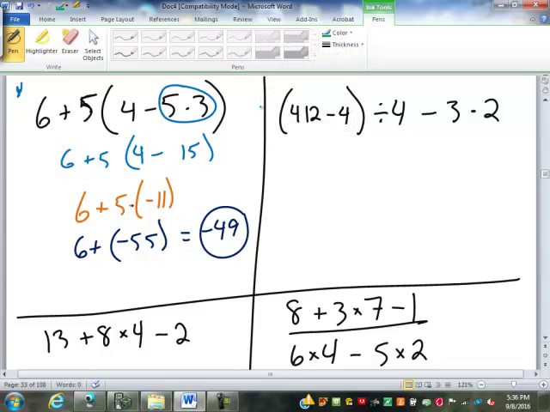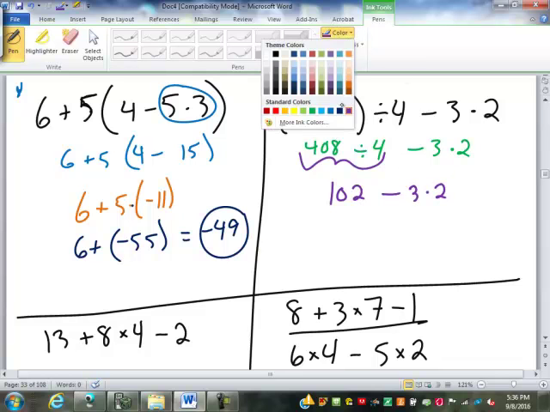Moving on to the next one. Obviously, we start in parentheses again first, enclosing symbols. 412 minus 4 is 408. Now there it's not negative, so once I've reduced that to a single number, I can remove the parentheses. What's next to do? The division. 408 divided by 4 is 102.